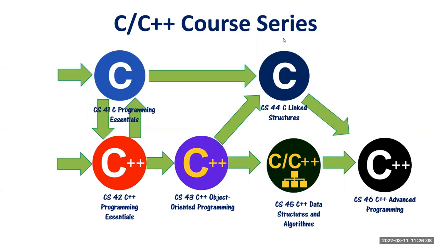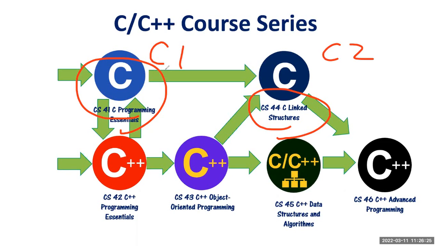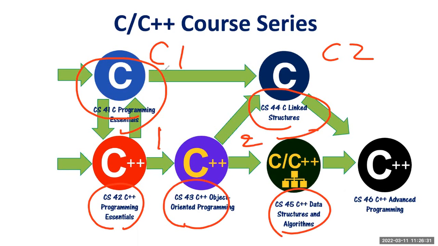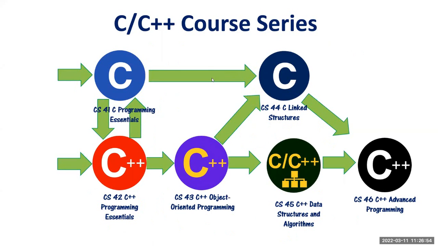So for the C and C++ courses, we offer the C language course. For C language, we offer CS 41 and 44. You can consider these as C1 and C2, two C courses. CS 42, 43, 45 are C++ 1, 2, 3. Same thing here: you have program structure, object-oriented programming, and data structure. So for every language, I use 1, 2, 3: 1 for programming essentials, 2 for object-oriented programming, 3 for data structures and algorithms. And these are the course designs for C and C++.